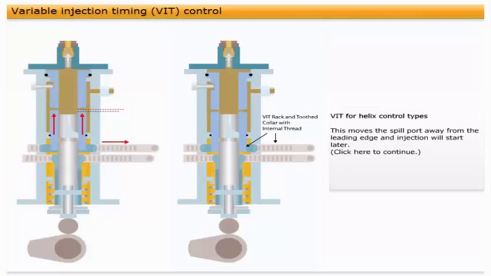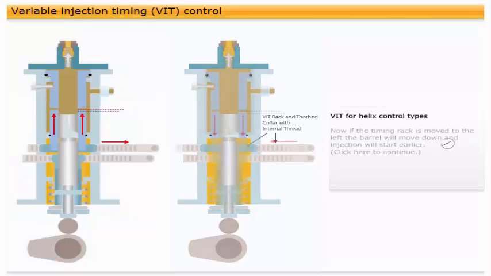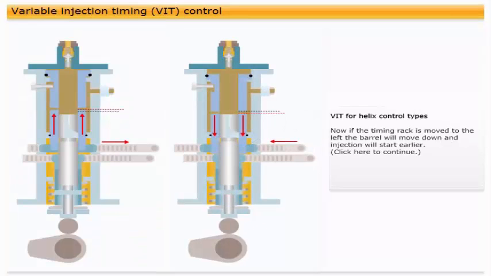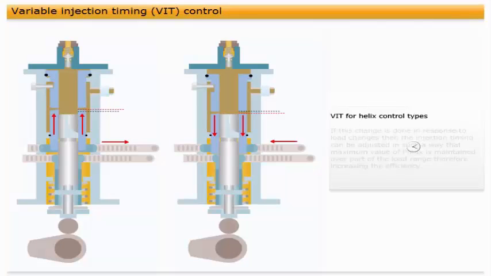If this change is done in response to load changes, then the injection timing can be adjusted in such a way that the maximum value of Pmax is maintained over part of the load range, therefore increasing the efficiency.